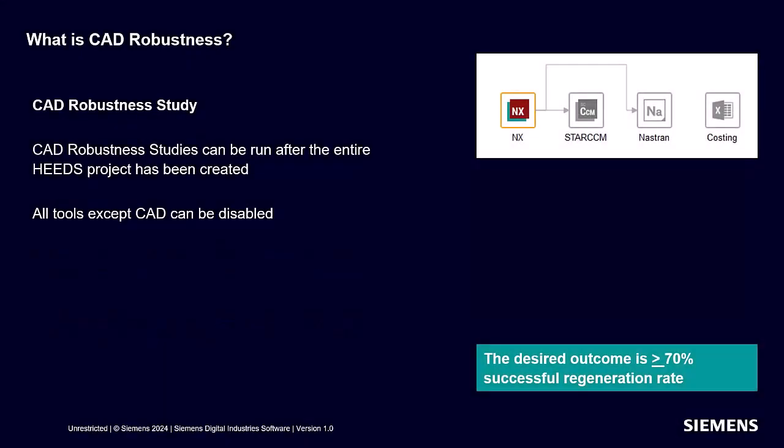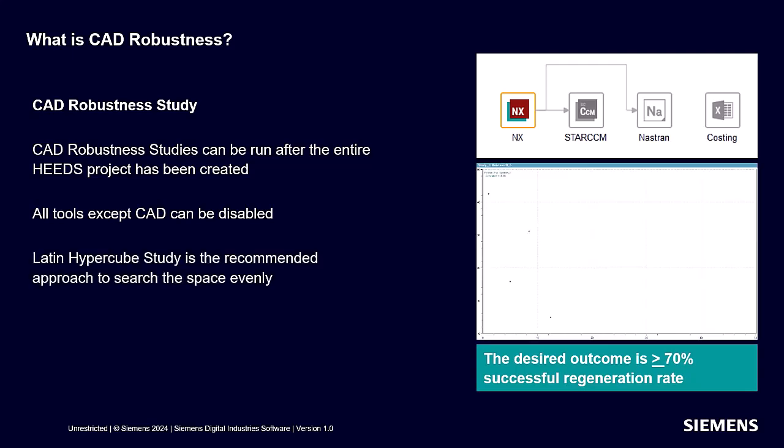A CAD robustness study can be created either just with the CAD incorporated or after an entire workflow is developed in HEEDS. If after a workflow is developed, the simulation tools can be disabled such that only the CAD tool is enabled for the robustness assessment. Doing so enables rapid assessment of the CAD and, if necessary, the ability to refine and iterate quickly to get to a state of suitable CAD robustness without extensive simulations adding time. For CAD robustness studies, a Latin Hypercube or optimal Latin Hypercube sampling should be utilized to search the design landscape evenly.